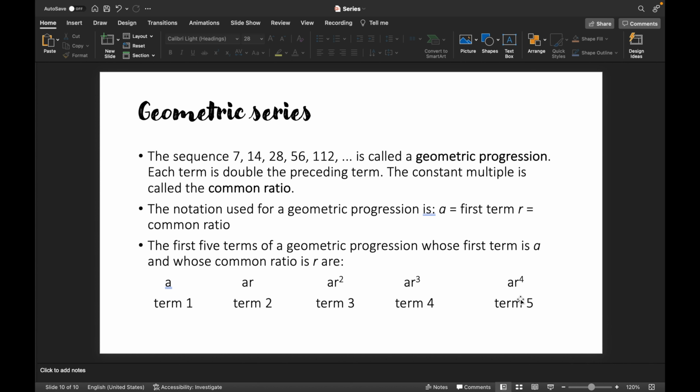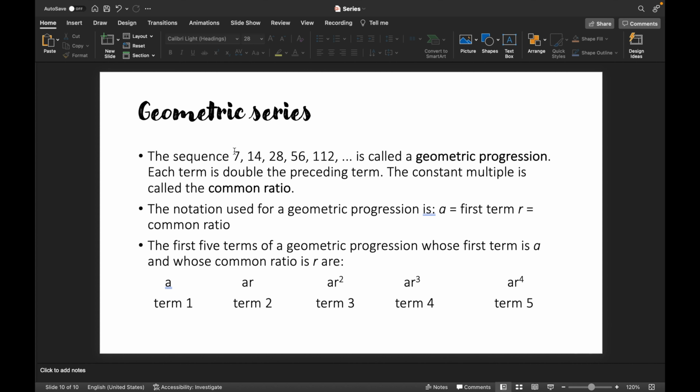Each term is double the preceding term. So therefore, there is something called the common ratio. The constant multiple is called the common ratio. And hence the notation used for a geometric progression is somewhat similar. So a will be the first term and r is the common ratio.